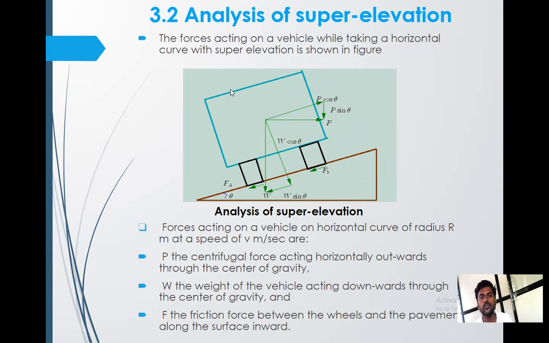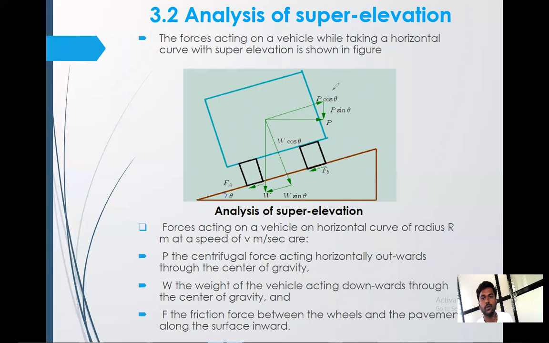If the vehicle is in the tilting position, then the weight W gives two components in the X and Y directions, and the centrifugal force P also gives two components. The component of P in the X direction is P cos theta, and the component of P in the Y direction is P sin theta.